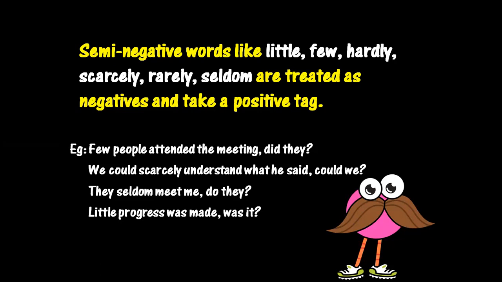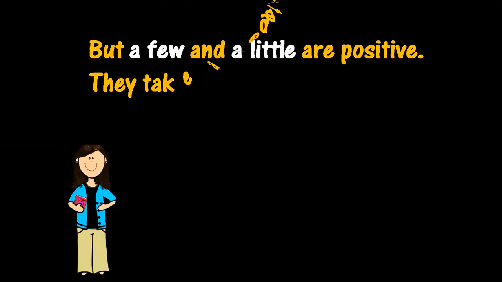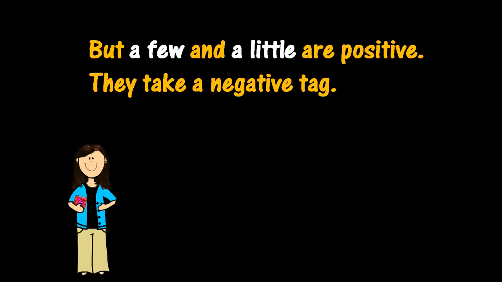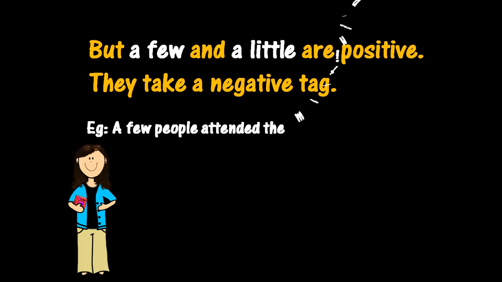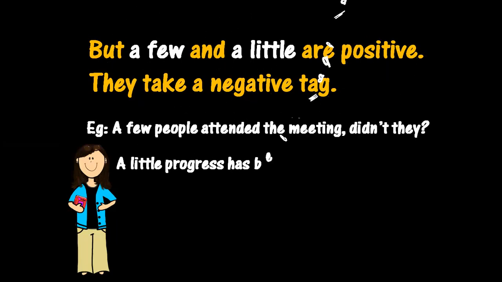Next one. Little and few are negative, but a few and a little are positive. We treat them as positive and we add a negative tag. Look at the examples. A few people attended the meeting, didn't they? A little progress has been made, hasn't it?